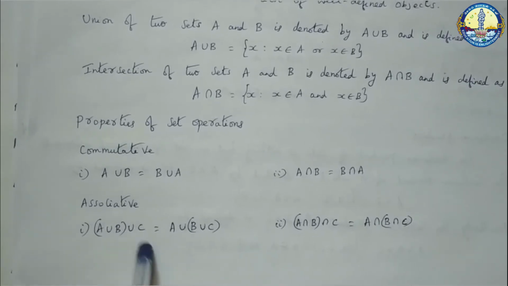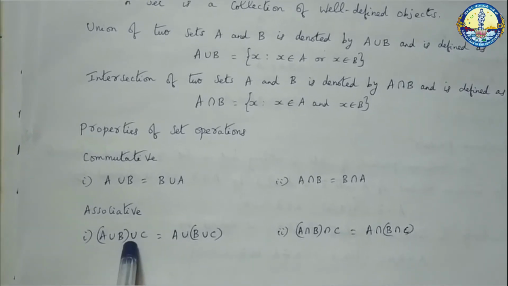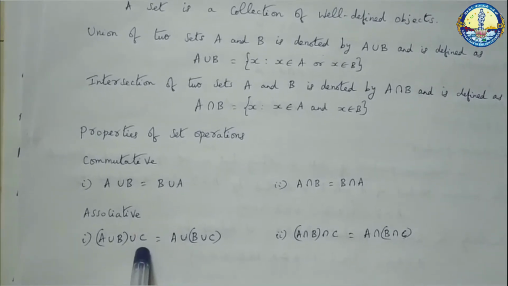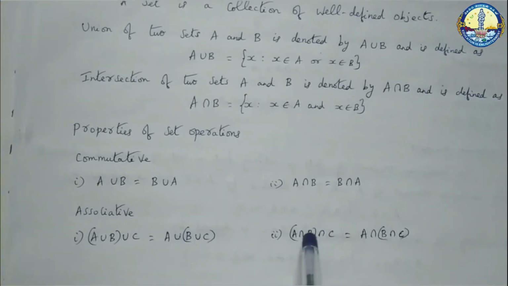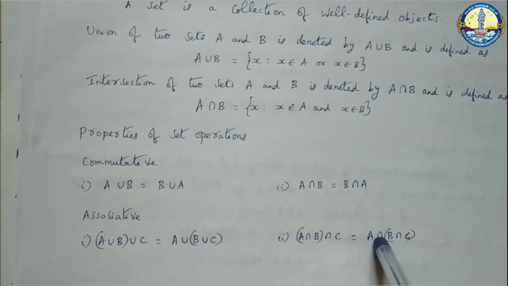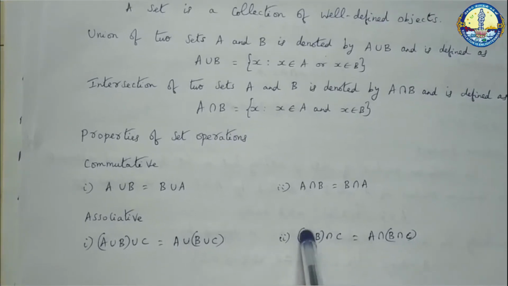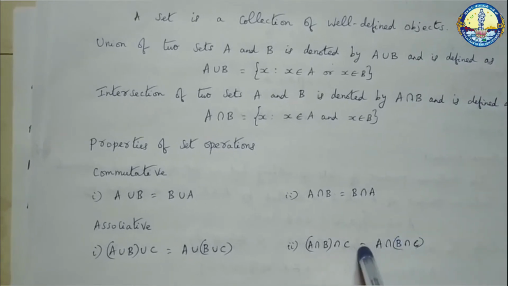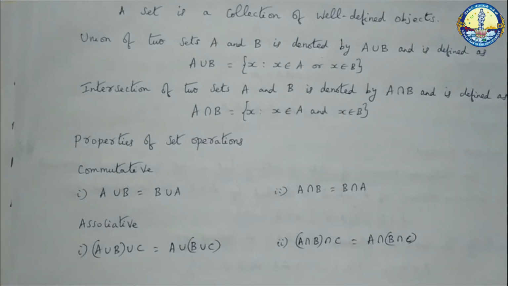Associative: (A union B) union C equals A union (B union C). That is, first we find A union B, and then with that answer we find union C. That should equal finding B union C first and then A union that, so both are equal. Similarly, for intersection: (A intersection B) intersection C equals A intersection (B intersection C). First we find A intersection B and then with this result we find intersection with C. This should equal finding B intersection C and then the intersection with A, so both are equal. We will see this operation elaborately in problems.